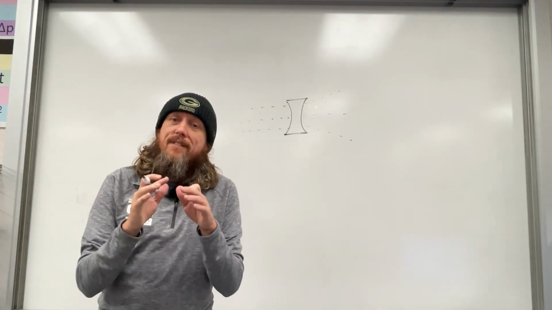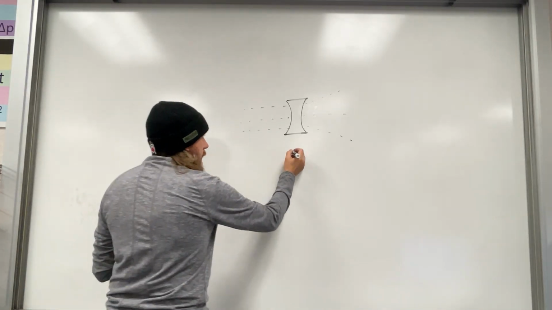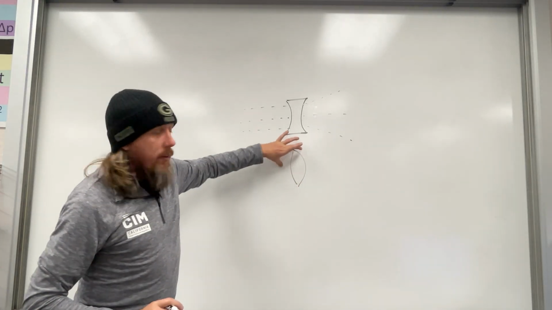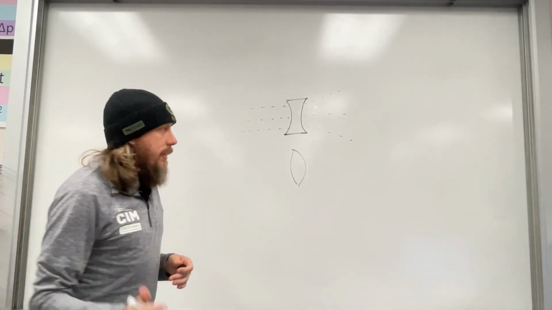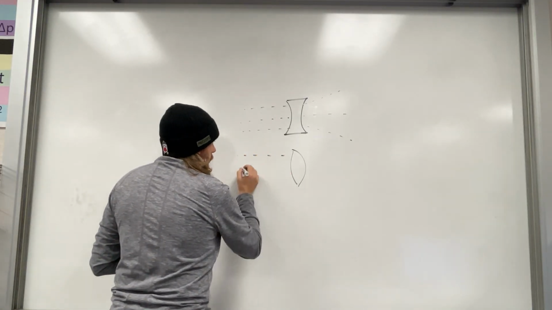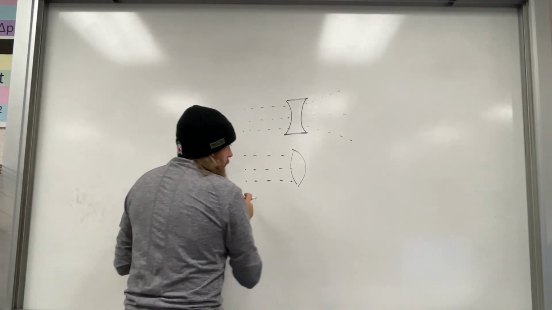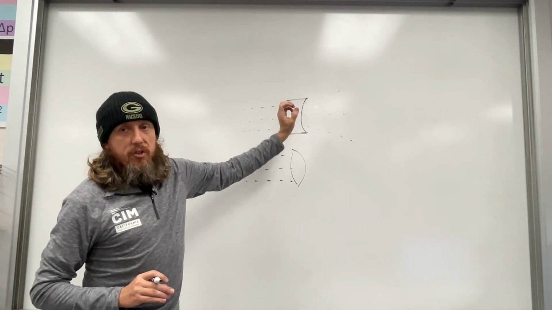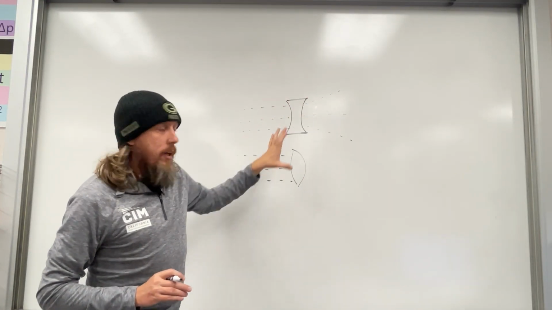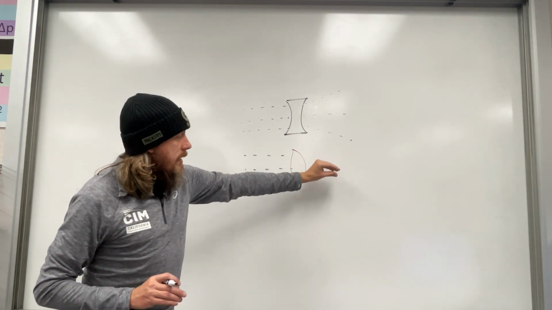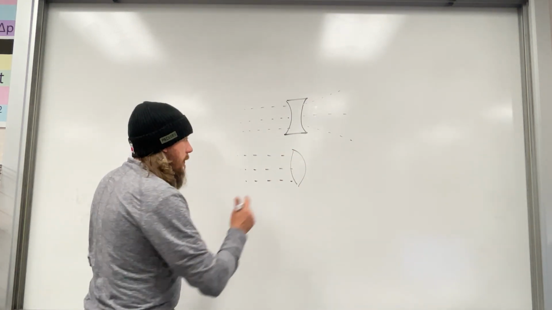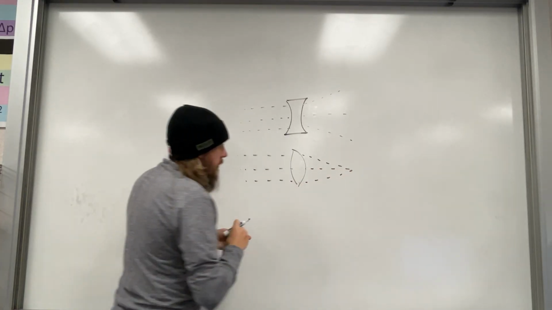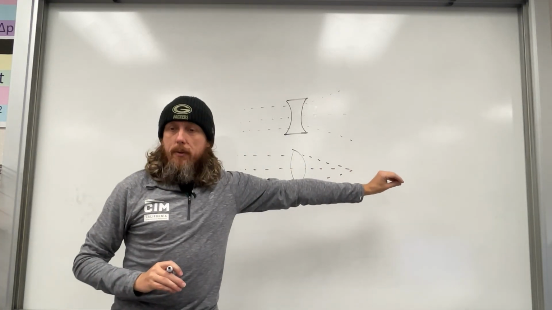If we have a convex lens, that's going to be the opposite, where it's thicker in the middle, thinner on the outside. A light source comes in, it's going to hit it, and where the concave lens was divergent and spread that out, this is going to narrow, and it's going to focus that light inward.